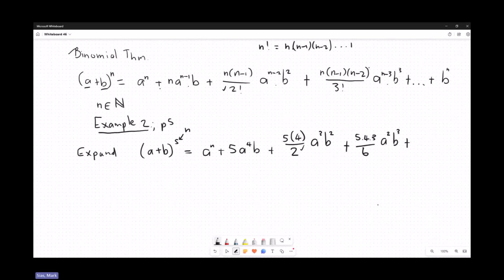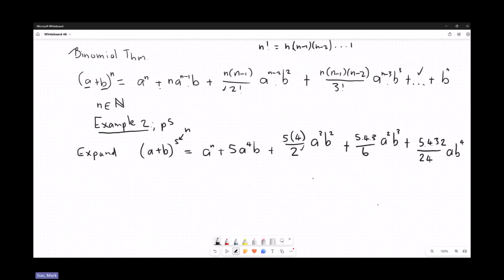Now the next one after this, there's some more terms in between there. So it will be n minus 1, n minus 2, n minus 3. So it's 5 times 4 times 3 times 2 over 4 factorial, which is 24, which is 4 times 3 times 2 times 1, it's 24. And then my a becomes, did I miss something here? So it's n minus 4, so it's a and b to the 4, right?